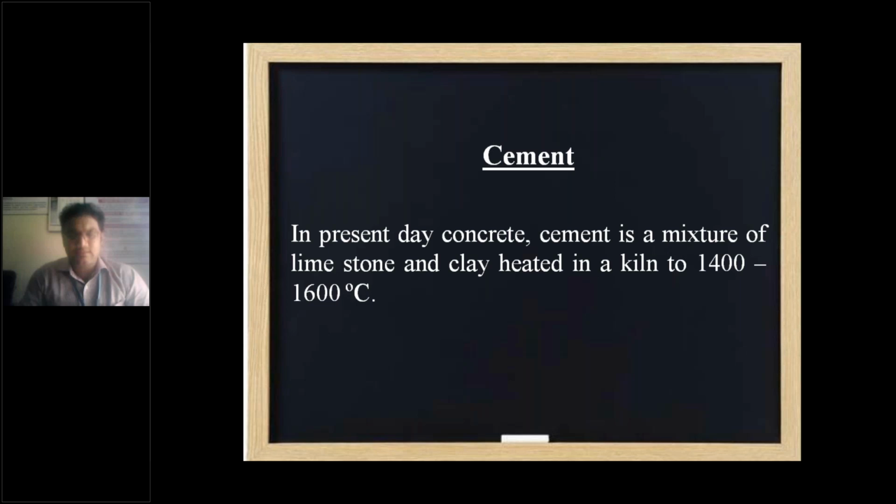So this is one of the important competitive exam questions. What is the maximum temperature to which cement is heated in a kiln? 1400 to 1600 degrees centigrade. Okay, please try to remember that.